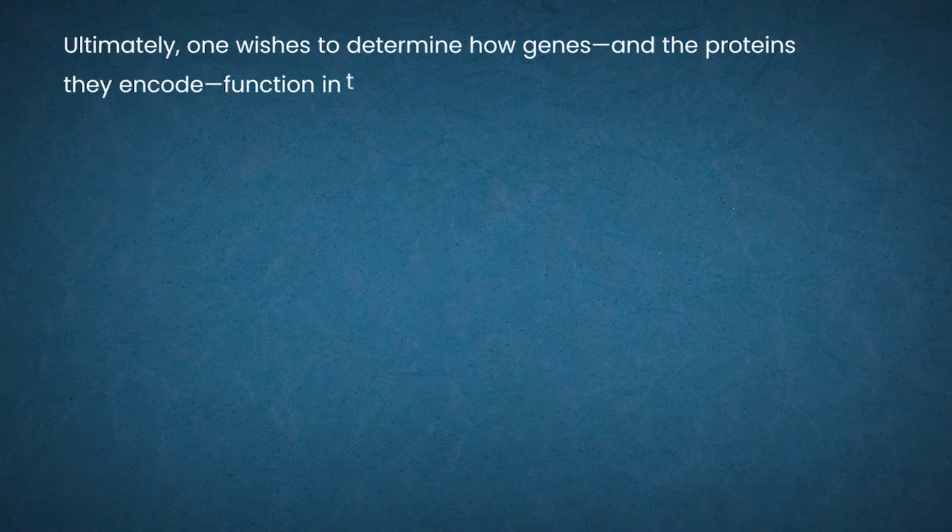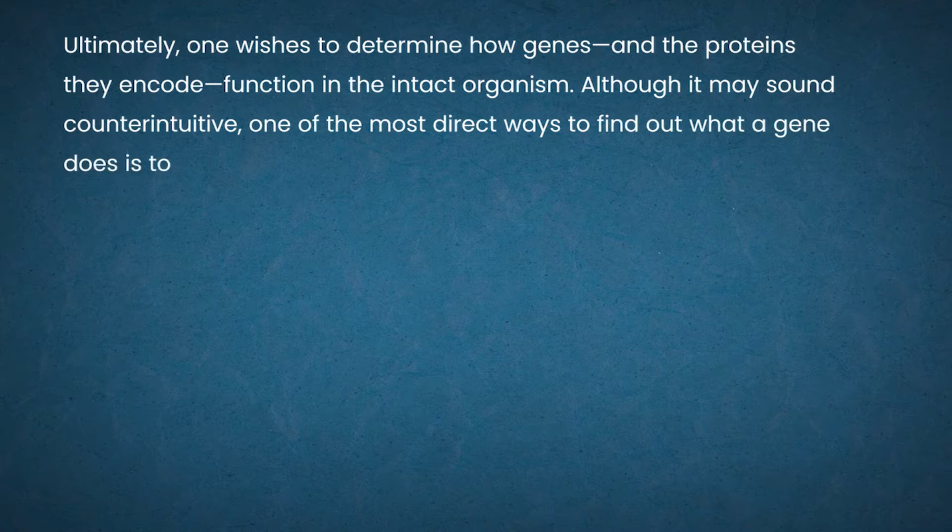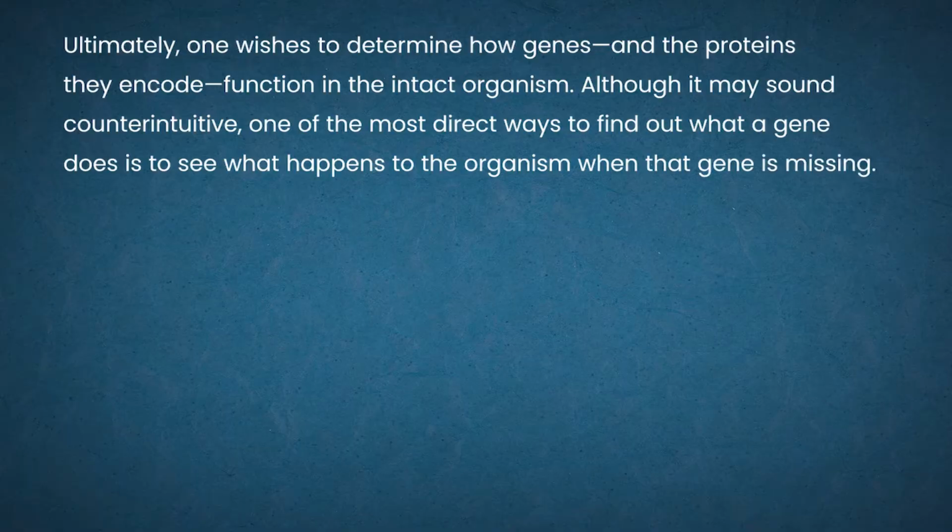Ultimately, one wishes to determine how genes and the proteins they encode function in the intact organism. Although it might sound counterintuitive, one of the most direct ways to find out what a gene does is to see what happens to the organism when the gene is missing or absent. This is done by mutating the gene or removing the gene.